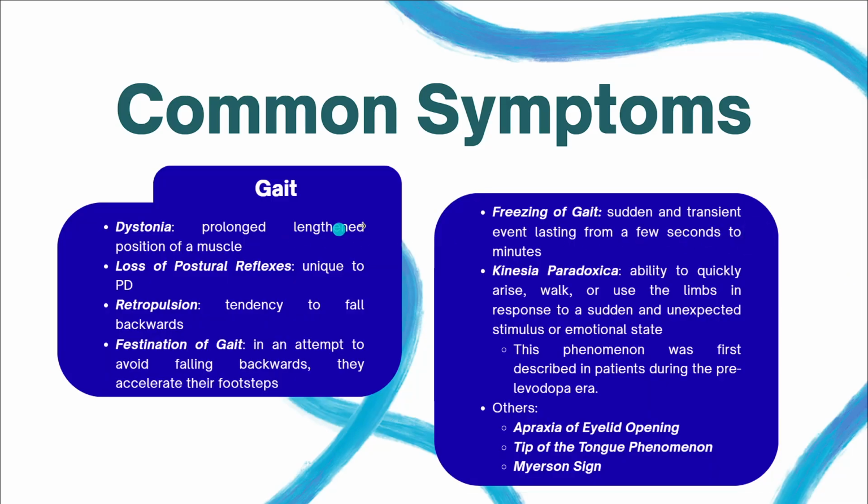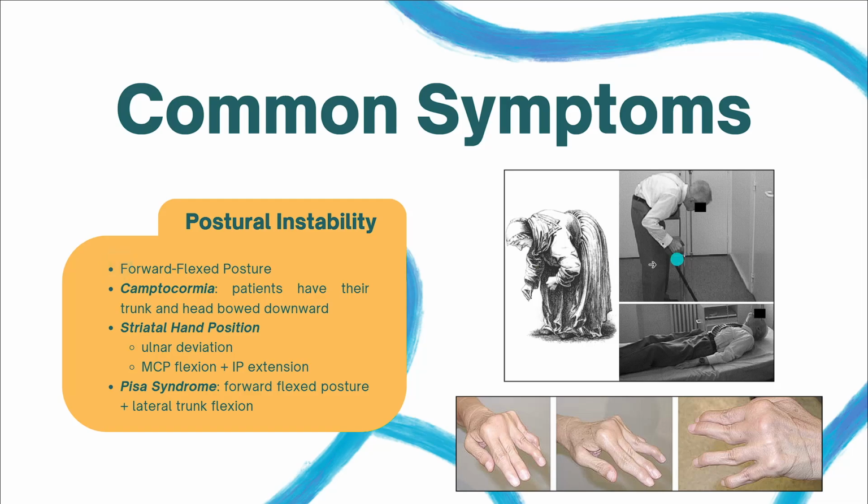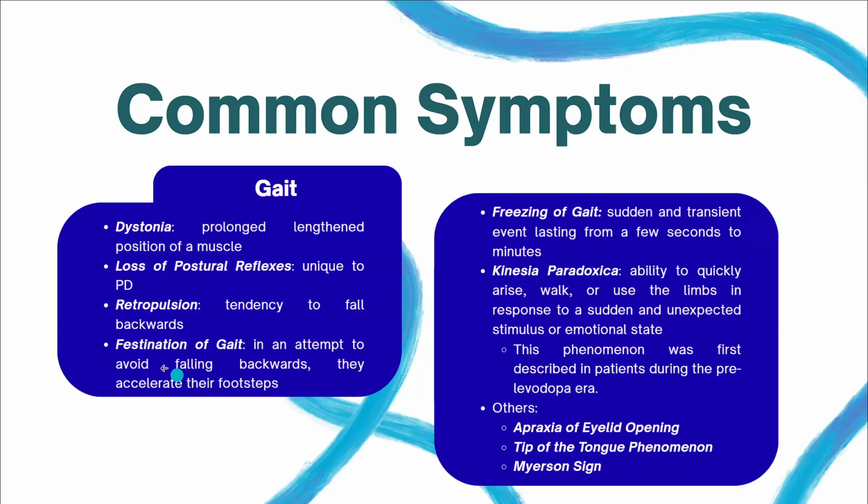Next, we have gait. Since there's instability of the postures and rigidity, of course, gait is also affected. Dystonia just refers to a prolonged, lengthened position of the muscles, so it's stiff and lengthened. In patients with Parkinson's disease, it's interesting to note that even if they usually have a forward flexed posture, they are actually prone to falling backwards, which is what we call retropulsion.